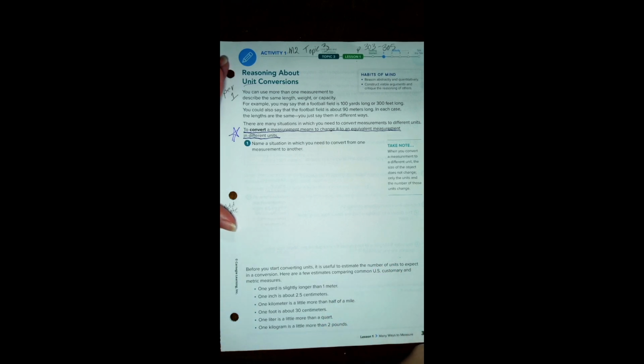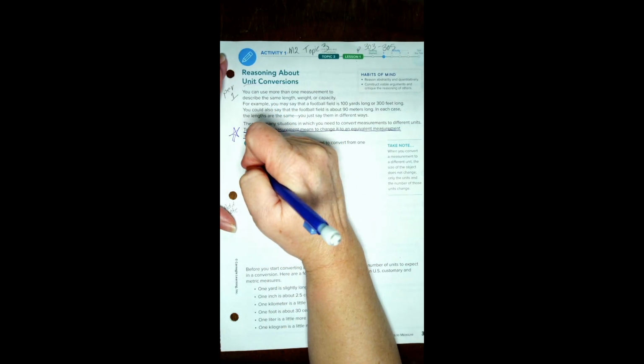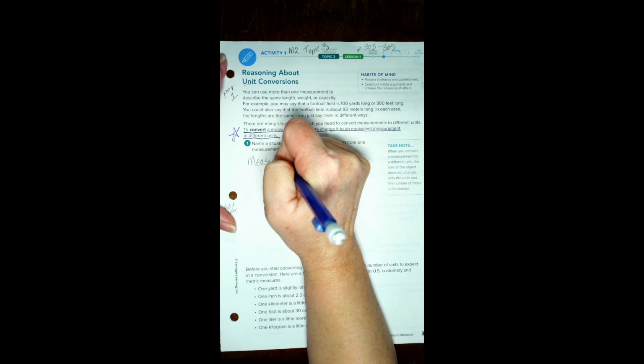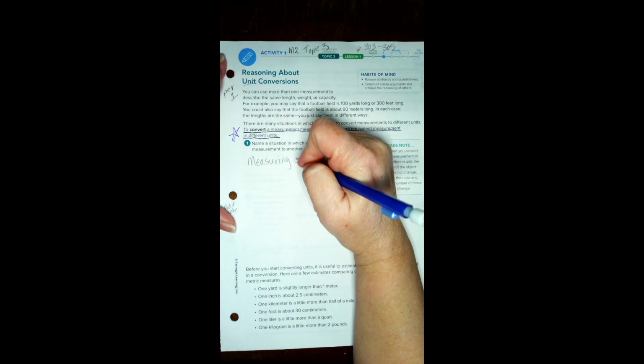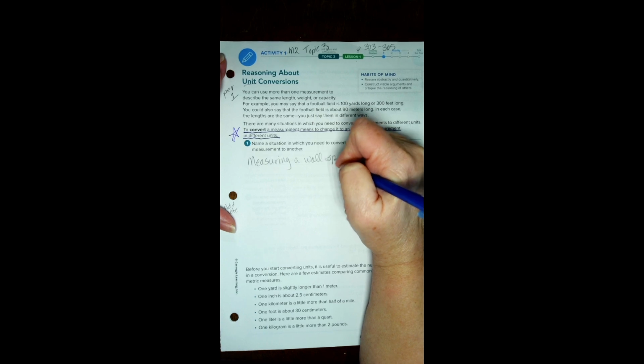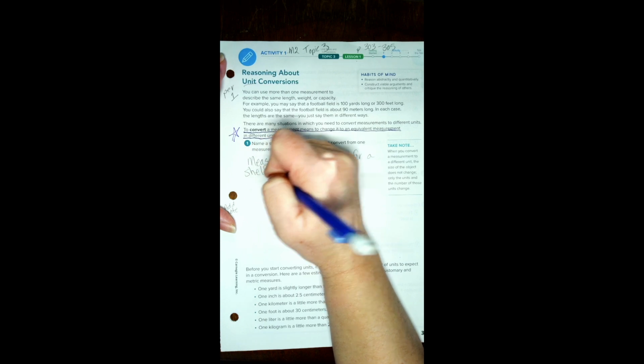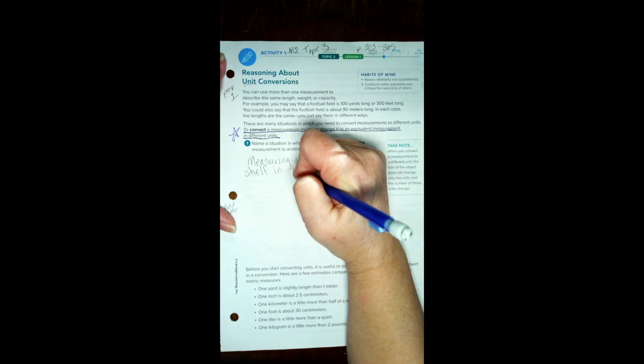Pause the video. Says take note, when you convert a measurement to a different unit, the size of the object does not change, only the units and the number of those units change. So one example that I could think of is maybe if I'm measuring for, let's say, a shelf. So if I am measuring a wall space for a shelf. And let's say I measure in inches.